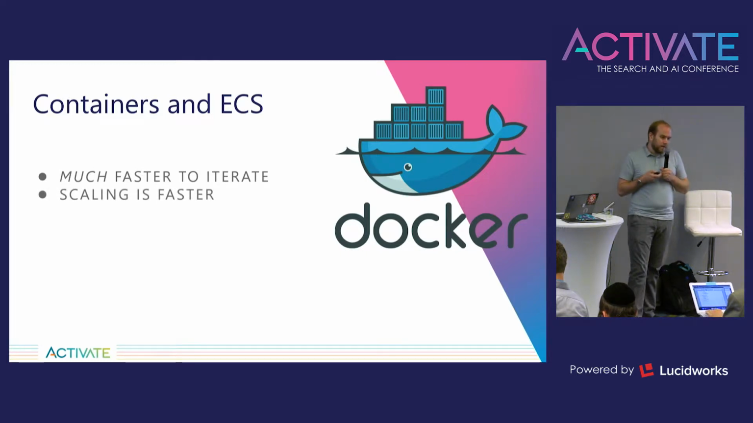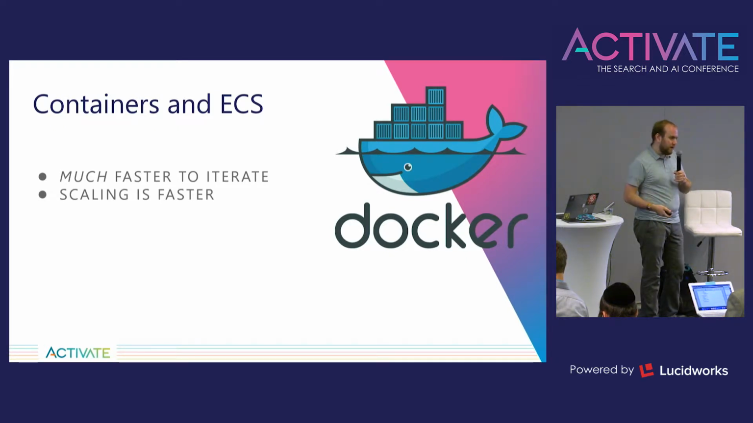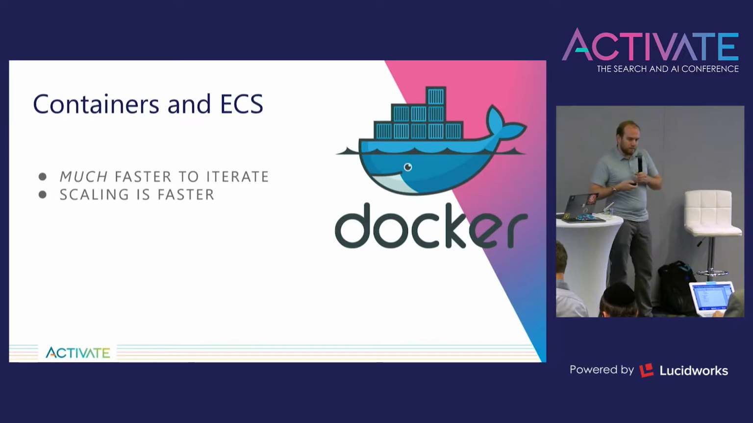Scaling is faster because we already have a fleet of EC2 instances out. So whenever we want to place a new Docker container, we just say, hey, go place the container. And it does it in a matter of seconds rather than waiting for new EC2 instances to spin up with our AMI and wait for Solr to start on all that.